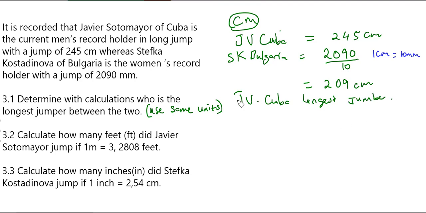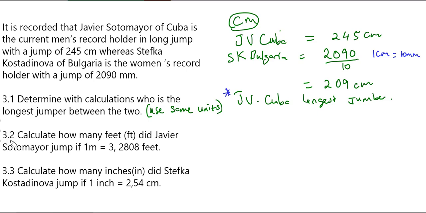Now, there's another common mistake you make: you don't conclude. Because the question says determine with the calculations who is the longest jumper. You do calculations well, but you don't conclude with who is the longest jumper here. We can all see that it is Javier, but you need to state it. It's very much important that you state it. You give a conclusion to say Javier is the longest jumper. Okay, let's move on to the next question.